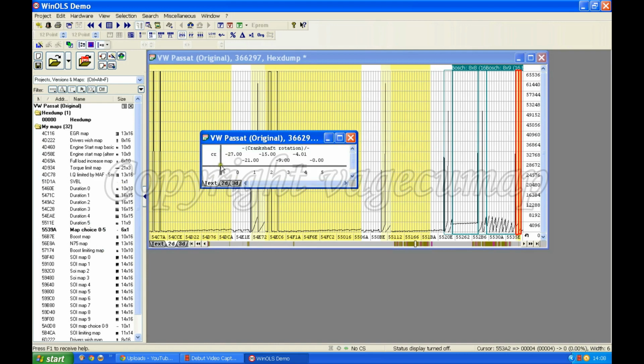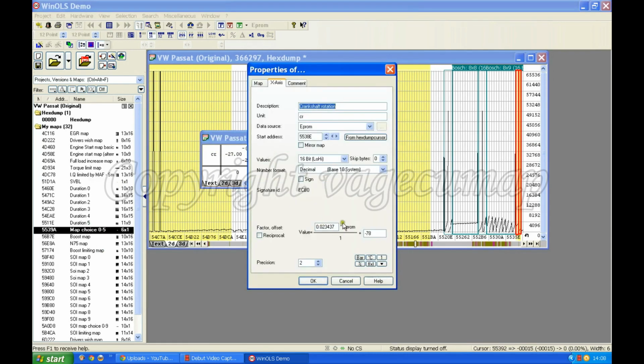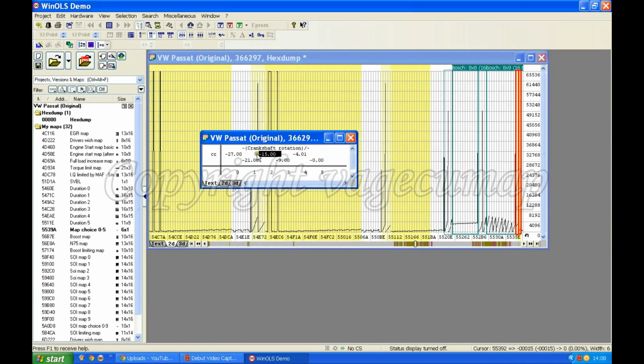Here's the map choice. It's being chosen on the basis of start of injection. So if I just double click on that quickly, I've got a factor that we've used before, 0.023437. So you'll have seen that on various other videos if you've watched any of mine. And over here I've got minus 78, which simply allows these figures to appear as after top dead center. They're not used on all ECU files, but they seem to be being used on this one.